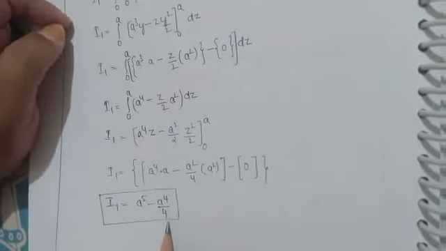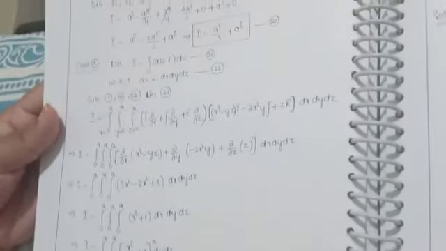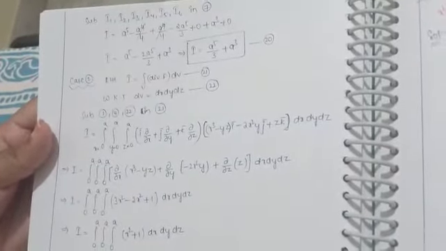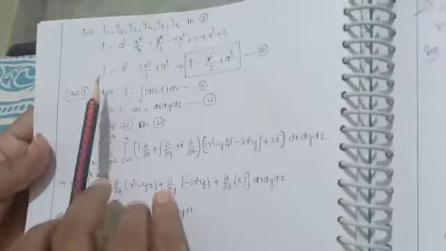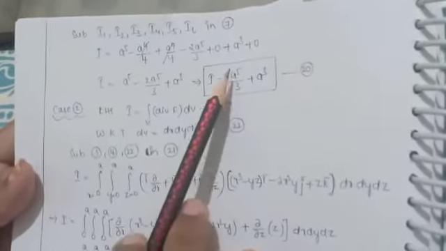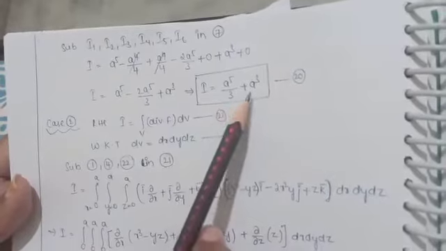In the same process as we have done for I1, you will calculate I2, I3, I4, I5, I6. All the surface integrals of the cube, on simplifying, you will get all the I values. Add up all the I values, substituting in your equation 7. You got I equals a power 5 by 3 plus a cube.